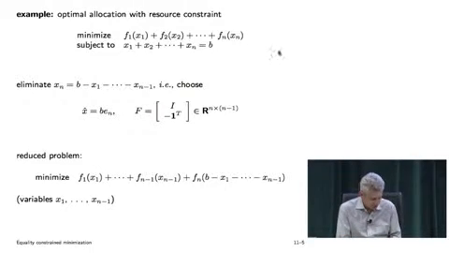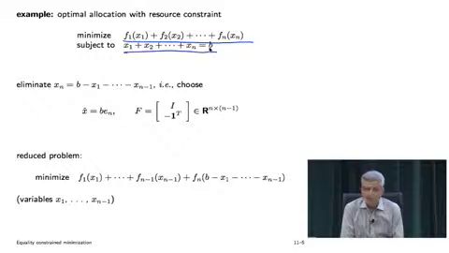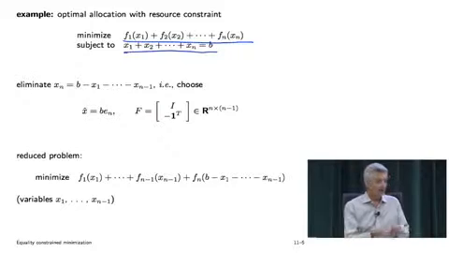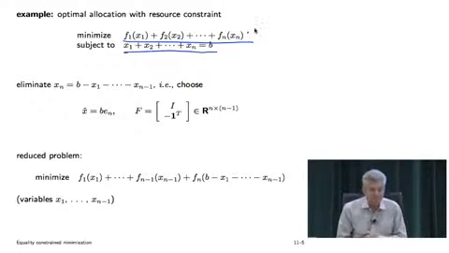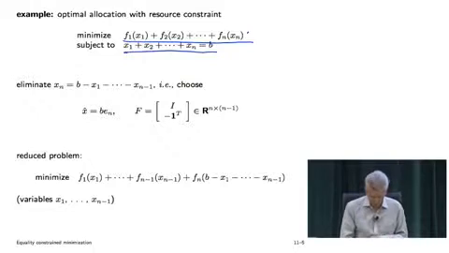Here's an optimal allocation with a resource constraint. I minimize a bunch of individual costs subject to all these things adding up to b. So this is an allocation problem, right? b is an amount of resource I have, and I'm dividing it up among n agents. Sometimes this is called the social cost in that context. And here, the optimal Lagrange multiplier, which is scalar, tells you the optimal price for the commodity that we are allocating. It's kind of obvious, but okay. So that's a constrained problem. How would you solve it?